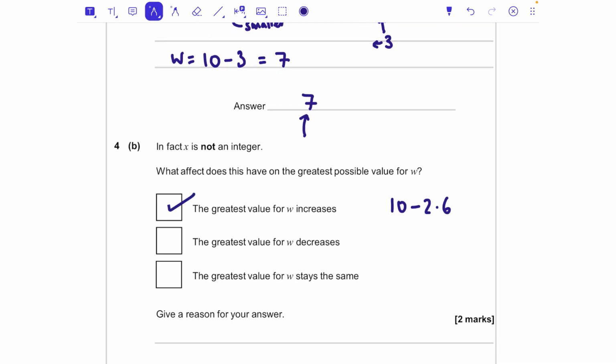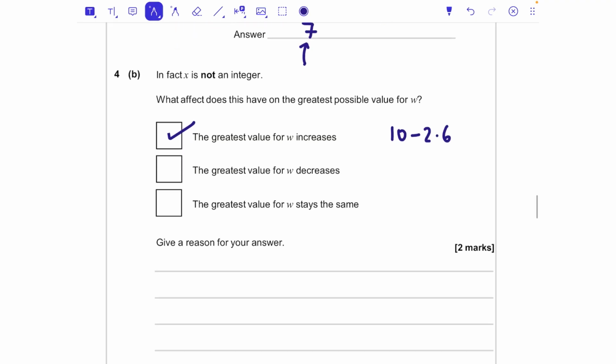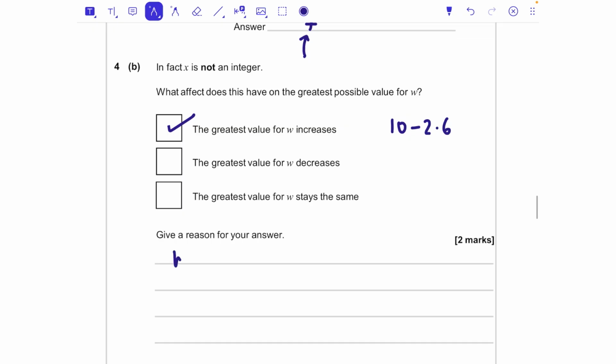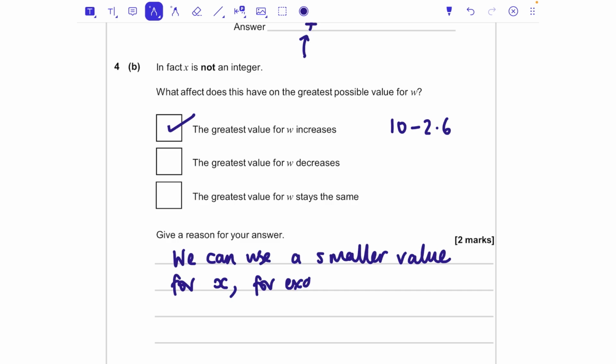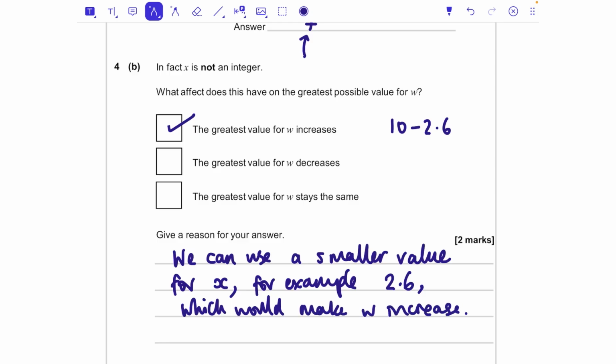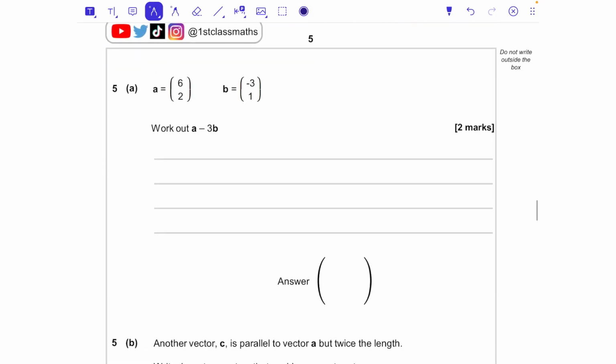If we can make x smaller, which we can, then w is going to be able to be bigger. So give a reason for your answer. So we can use a smaller value for x. For example, 2.6. We could use 2.55, 2.51, 2.505, which would make w increase. Perfect. There we go. Question number 5.